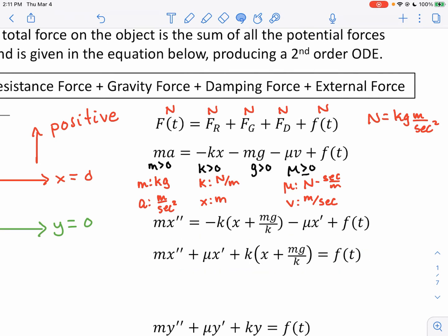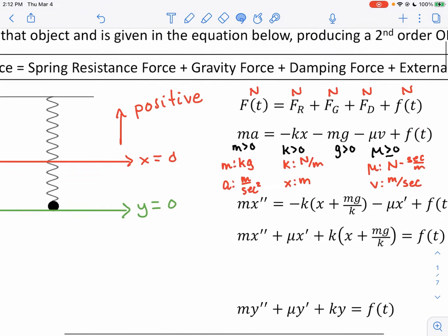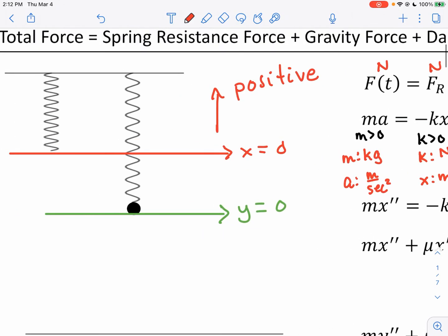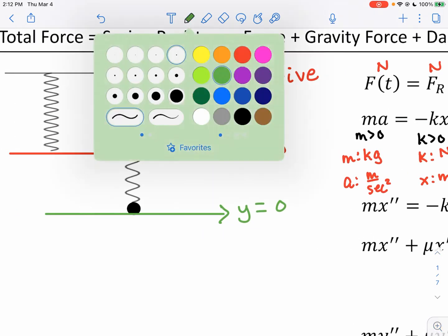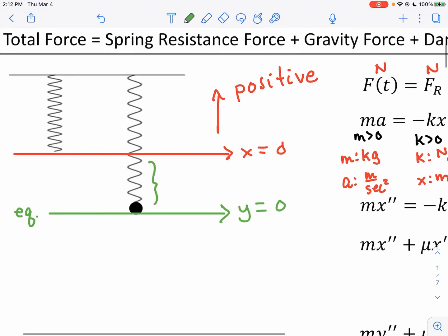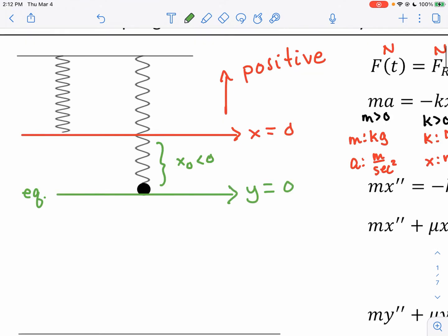Now the next thing I want to do is a change of variable. I want to change from x being my variable to y being my variable, and we just have to determine what exactly y is relative to x. Well, this is our equilibrium. The green line here is our equilibrium. I'll put EQ here. If the mass was just hanging there freely without motion, it would just hang at that length. And we're going to say that it's at a certain position, which we'll say is x naught. Now x naught is going to be a negative number because it's below x equals 0. So this line could also be described by x equals x naught.